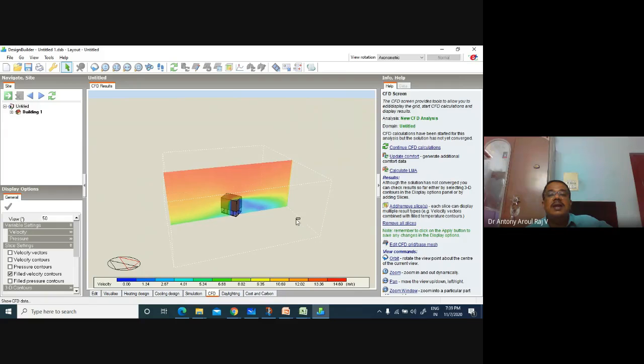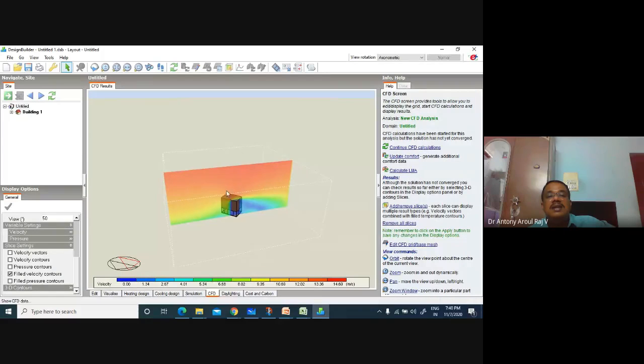Now you can see the plot. Here is the velocity inlet. As it is approaching the building, the flow is being blocked, so a velocity reduction is there. That's why the pressure increase was there here. That is Bernoulli, which I told you yesterday. Since velocity reduction is there, pressure rise is there. And here you can see the flow is accelerating above.